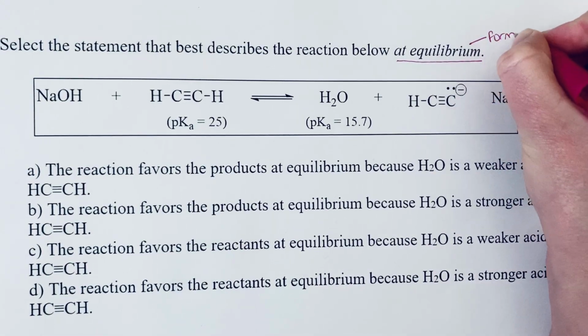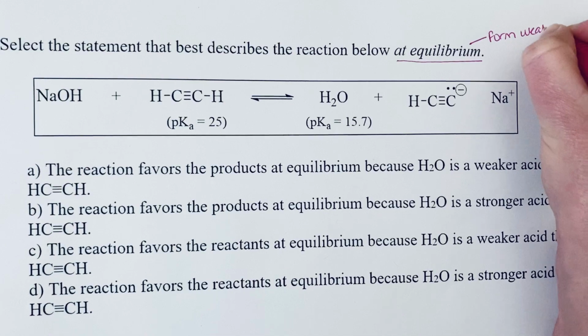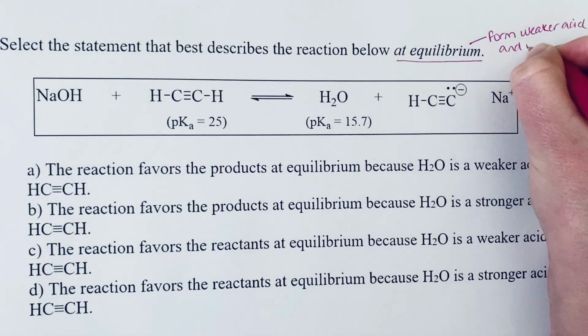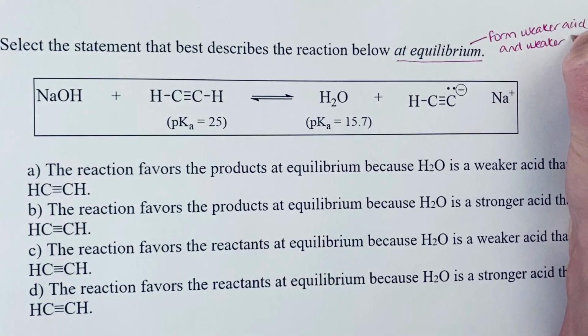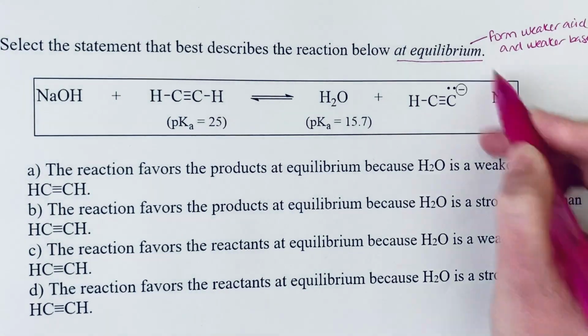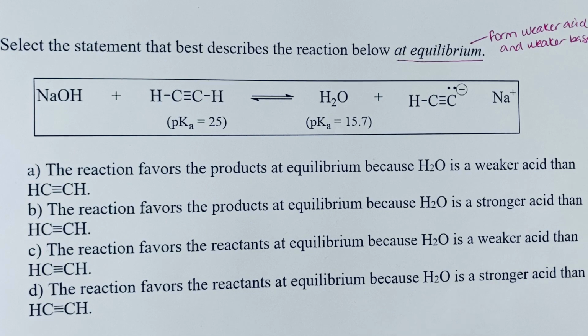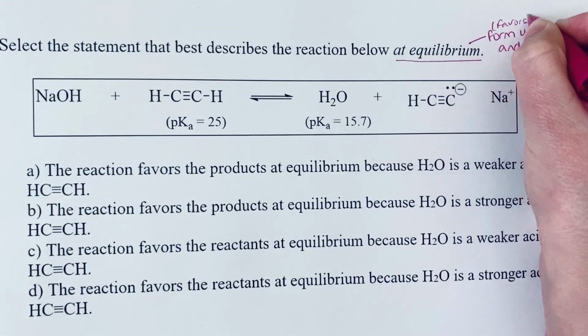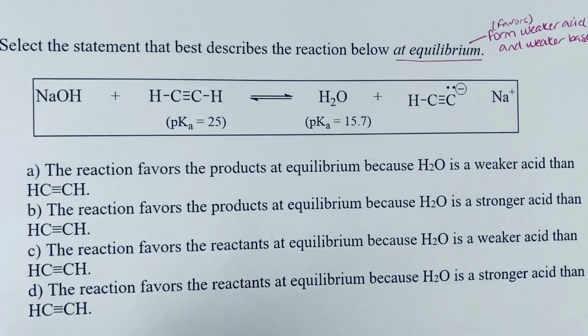So this will form the weaker acid and the weaker base as the dominant species once this reaches equilibrium. And another way of stating this would be to say that it favors a particular side of the equilibrium, saying you would have more products if it favors the products, more reactants at equilibrium if it favors the reactants.